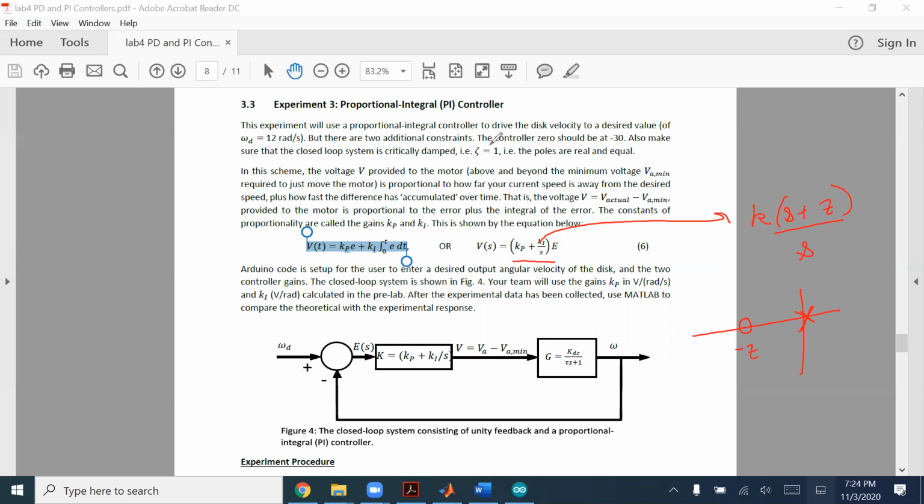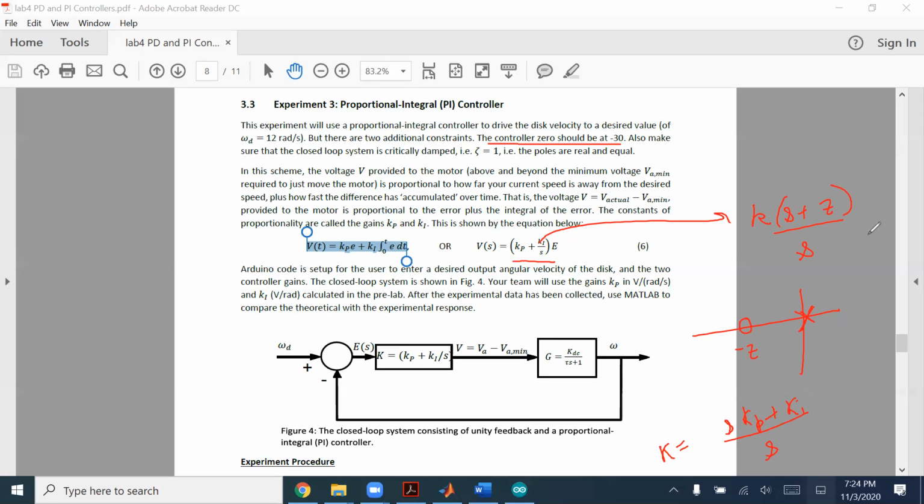Well, we are given some information. We want to make the controller zero at minus 30. If you rewrite the controller, it is KP plus KI times S, divided by S. That's what this controller is. So the zero of this controller is minus KI over KP, and that should be equal to minus 30.